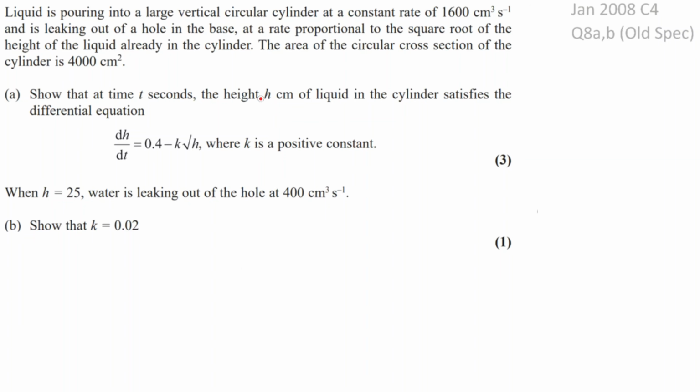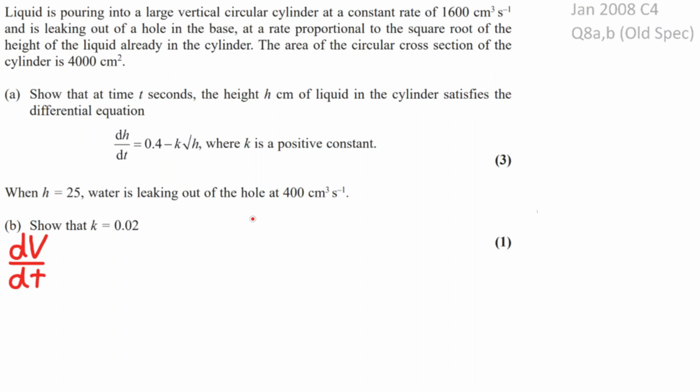So here's one final question for this video. We're told that liquid is pouring into a cylinder container at a constant rate of 1,600 centimeters cubed per second and is leaking out at a rate that is proportional to the square root of the height of the liquid that's already in the cylinder. We're also told that the area of the circular cross section of the cylinder is 4,000 centimeters squared, and we'll get on to a moment of why that's relevant. And we need to show that dh over dt can be written in this format here. Okay, so again, it's talking about rates, so it's going to be d something over dt, and this is very similar to the question that we've already seen, where liquid is going into a container, and we're talking about the volume of the liquid in the container, so it's going to be V.